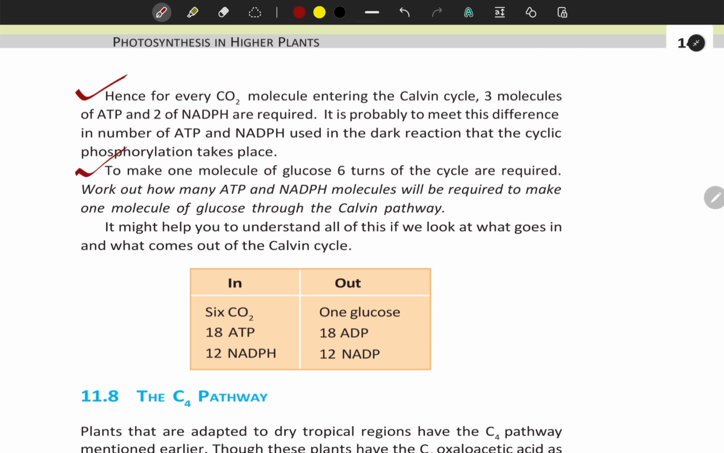Work out how many ATP and NADPH molecules will be required to make 1 molecule of glucose through the Calvin pathway. It might help you to understand all this if we look at what goes in and what comes out of the Calvin cycle. In: 6 CO2, 18 ATP, 12 NADPH. Out: 1 glucose, 18 ADP, 12 NADP.